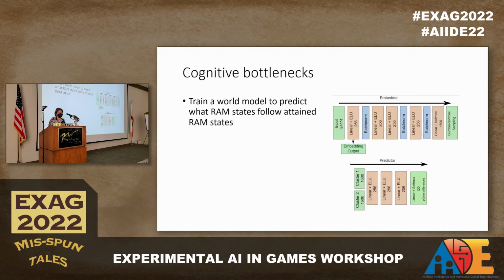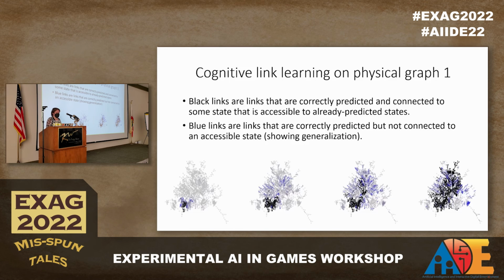So we trained a world model to predict what RAM states follow certain RAM states. What we think this corresponds to is how a player would have to learn new skills in order to get to the next part of the game. So we took the graphs that we made following our first methods and asked, can we predict what RAM states follow what previous RAM states?